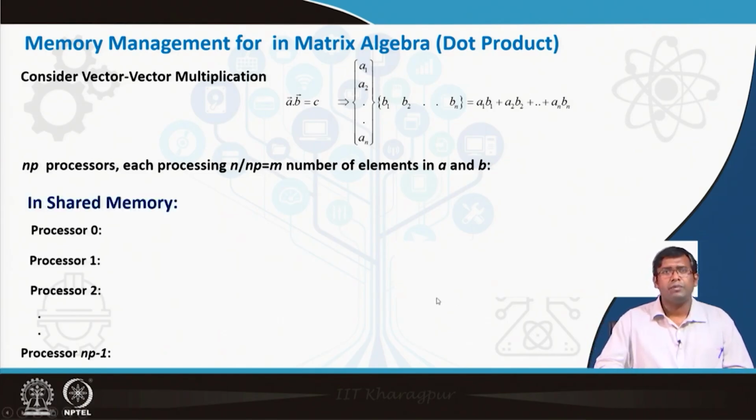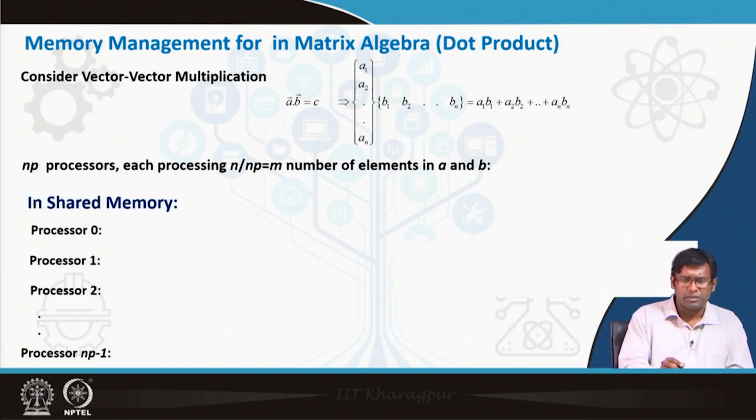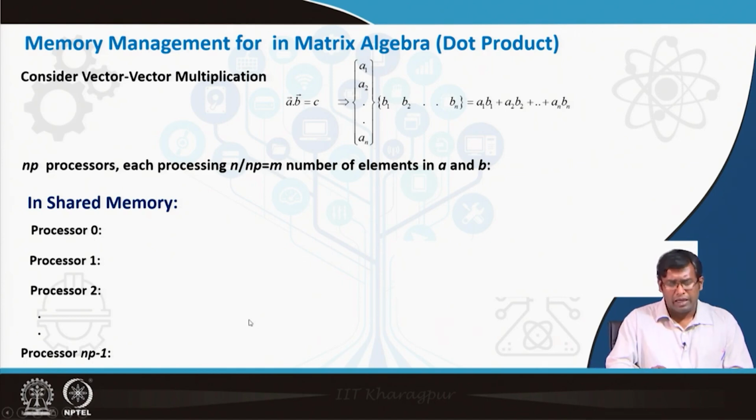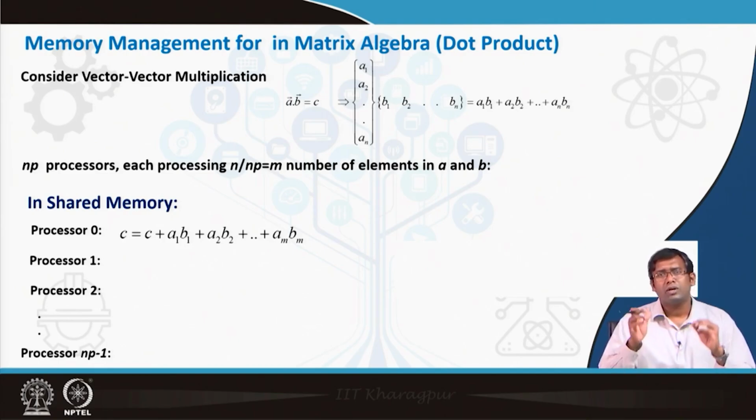If we use shared memory, we have NP processors with IDs starting from 0 up to NP minus 1, and the first processor is doing C equals C plus A1 B1 plus A2 B2 up to AM BM. Why is it writing to C? Because all the processors cannot concurrently write the same variable without using some protocol.